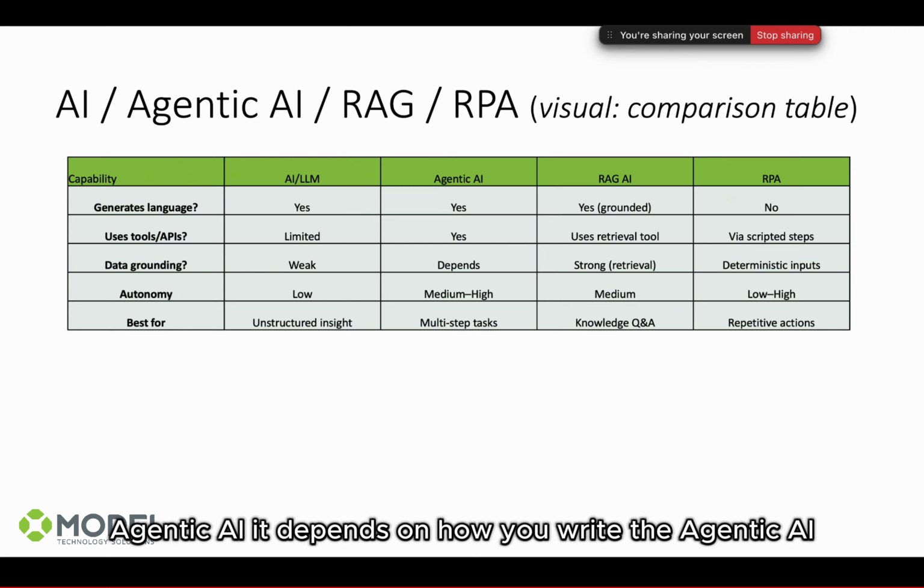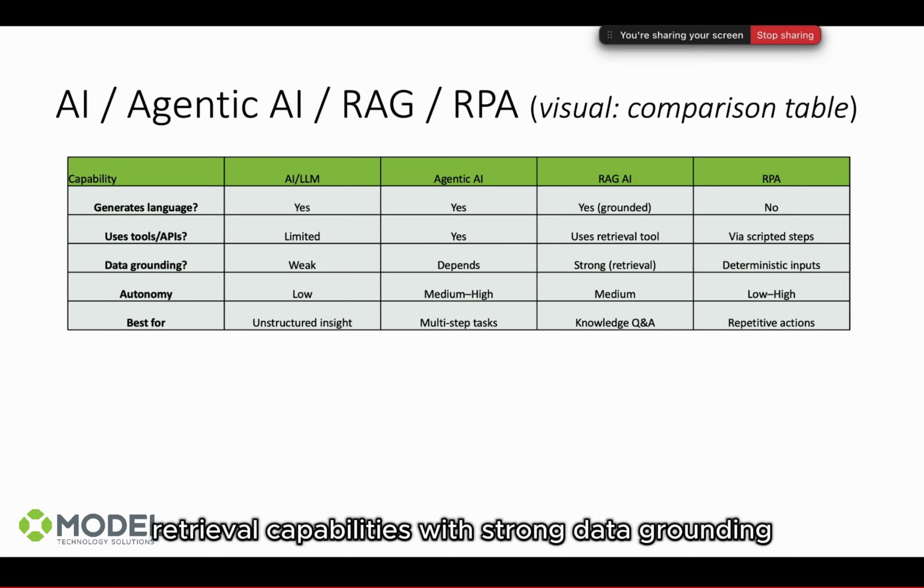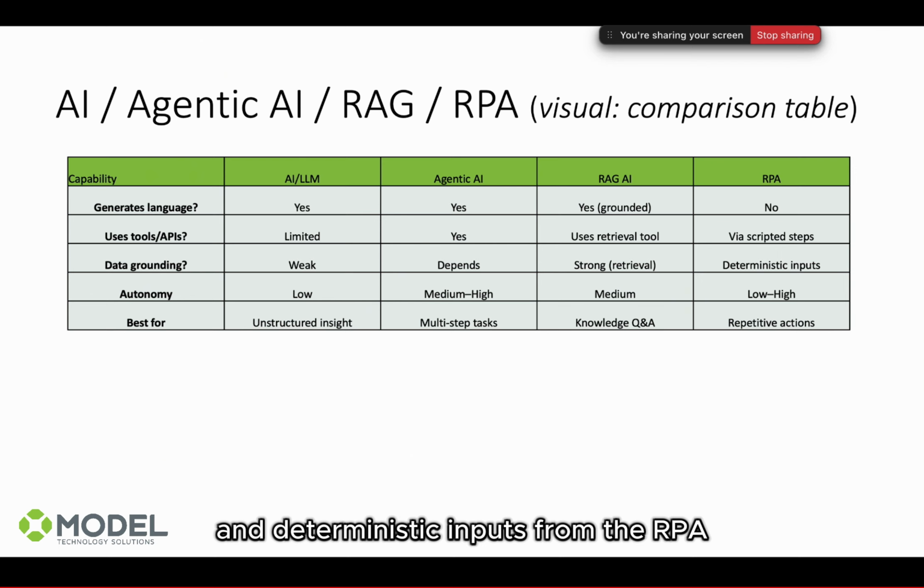Agentic AI, it depends on how you write the agentic AI and the process behind it. A RAG AI has strong retrieval capabilities with strong data grounding, and deterministic inputs from the RPA. So it's, again, how you design it.